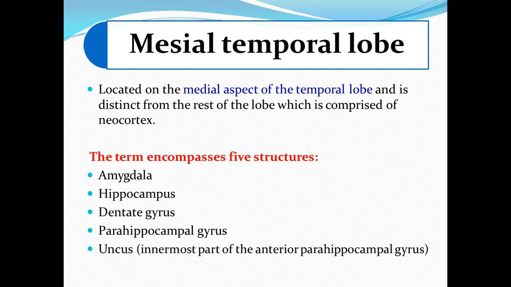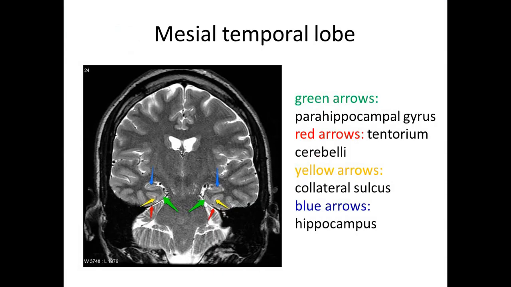The second section of the temporal lobe is the mesial temporal lobe. This is located on the medial aspect of the temporal lobe. This term, mesial temporal lobe, encompasses five structures: the amygdala, the hippocampus, the dentate gyrus, the parahippocampal gyrus, and the uncus, which is the most anterior part of the anterior parahippocampal gyrus, the most inner part of the anterior parahippocampal gyrus.